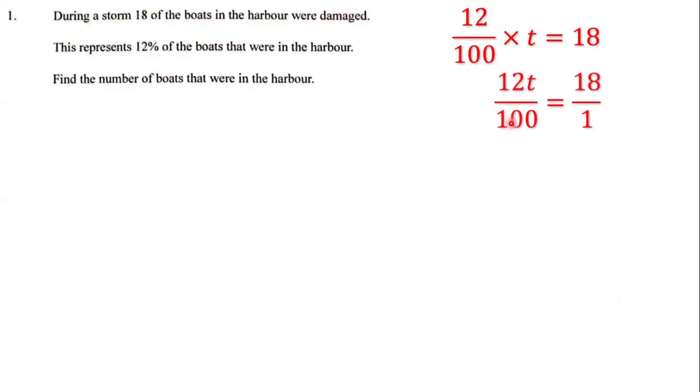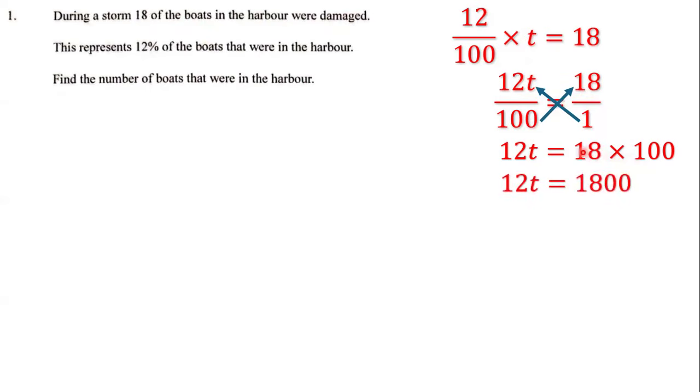And so we're going to multiply. We have 12 times T, and that gives us 12T. We put it over 100, and we set that equal to 18 over 1. Next, we cross multiply. We say 1 times 12T, and that gives us 12T. And we have 100 times 18, which is 18 times 100. And when we multiply those two, we get 1,800.